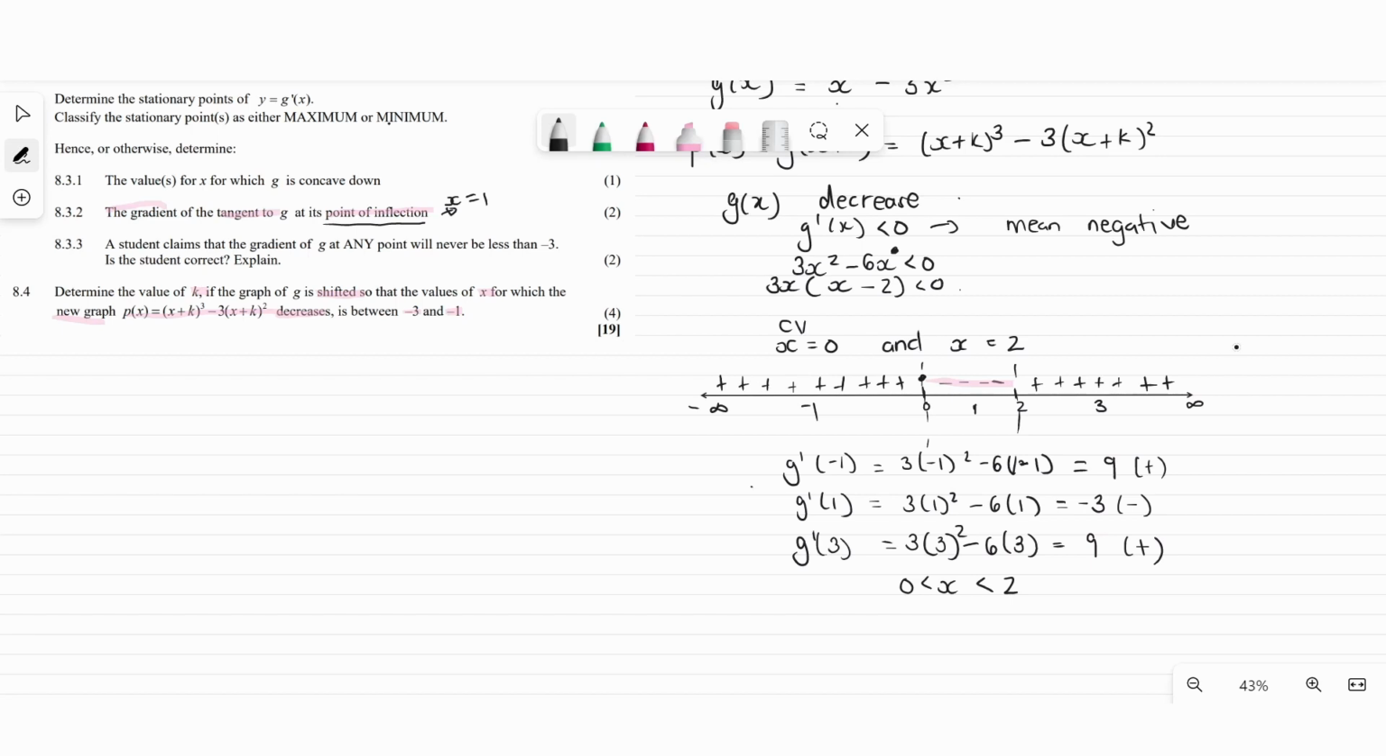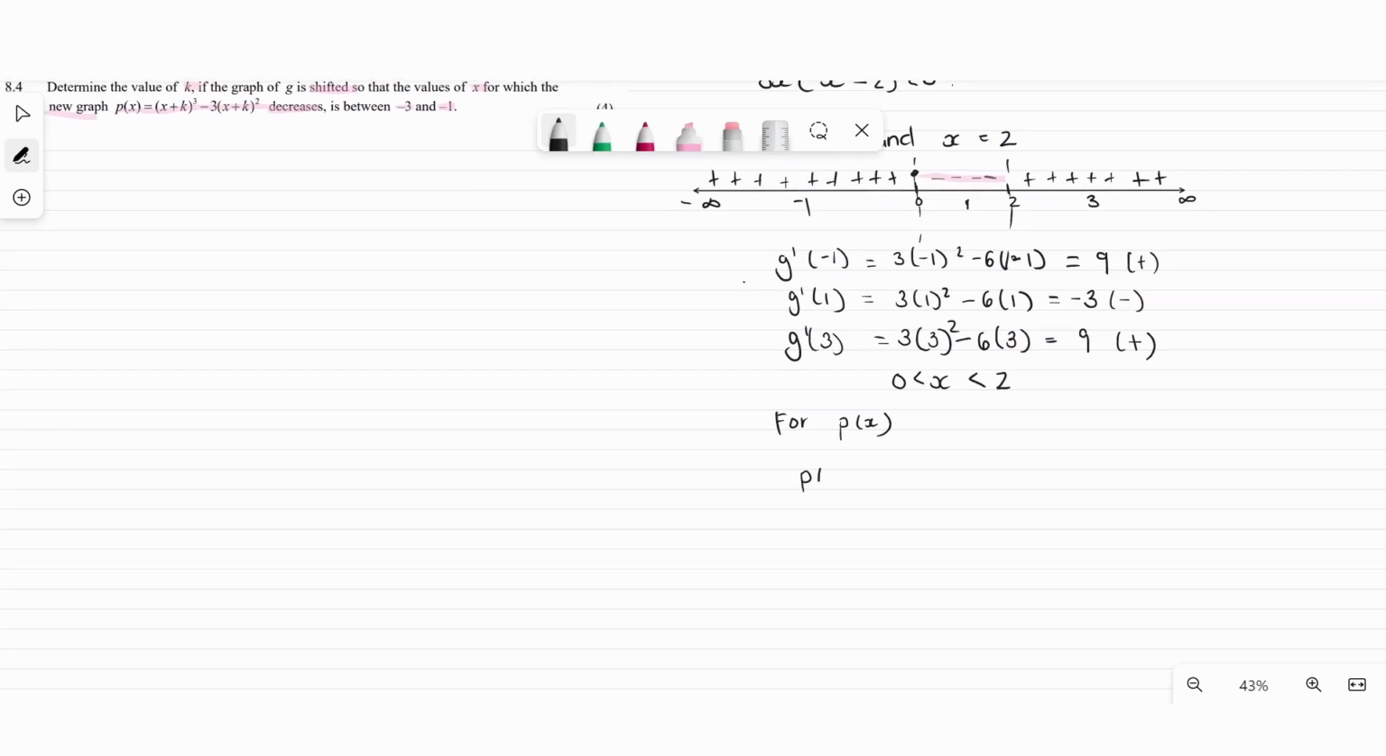But remember, we need to find the inequality for p. But for p, they already tell us the inequality in the question. They say p of x, the function, decreases between negative 1 and 3. So we know that p of x decreasing is the same as p prime of x being less than 0. So they tell us that this is basically x plus k, substituting x by x plus k. They tell us in the question that it's between negative 3 and 1. So here it's negative 3 and here it's negative 1.